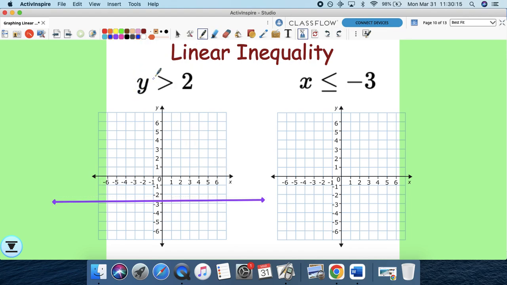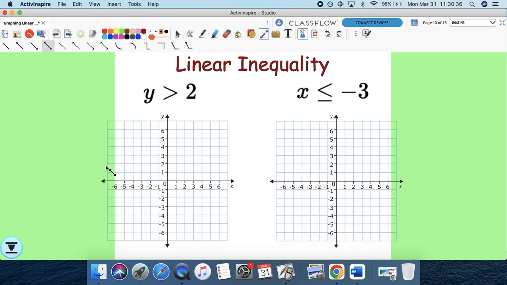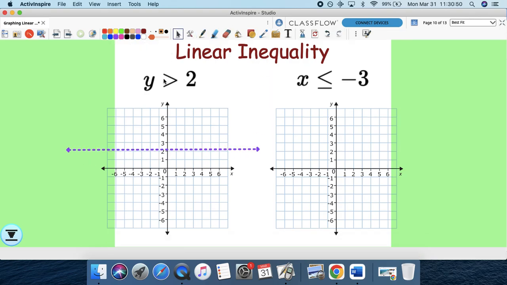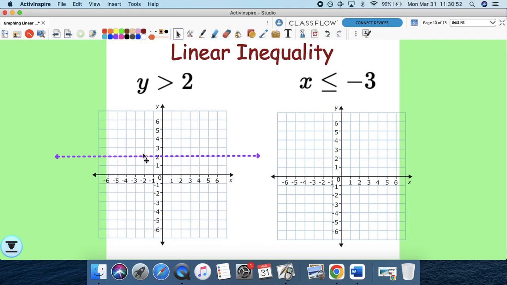This says y has to be greater than 2. I want the region where all the y values are greater than 2. Well, first of all, it's a greater than sign. It doesn't have an equal at the bottom, right? So we know it's not a solid line. So I'm going to go over to y equals 2, which is right here, and I'm going to use a dashed line. Here we go. So that's my line.